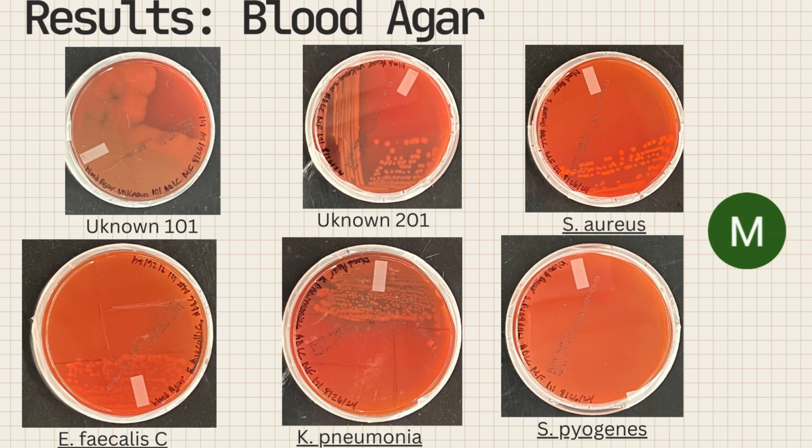Blood agar plates are useful so that we're able to identify bacteria that are able to break down red blood cells in a process known as hemolysis. And here we can see how unknown 101, unknown 201, and K. pneumonia show hemolysis, while S. aureus and E. faecalis have no hemolysis present. In S. pyogenes, there is no bacterial growth shown.